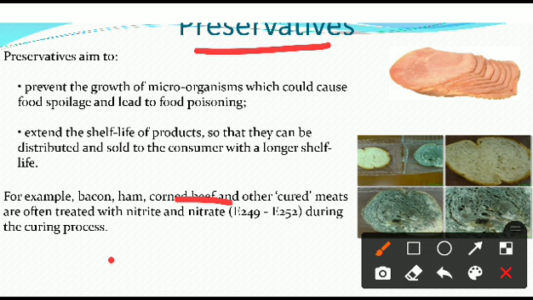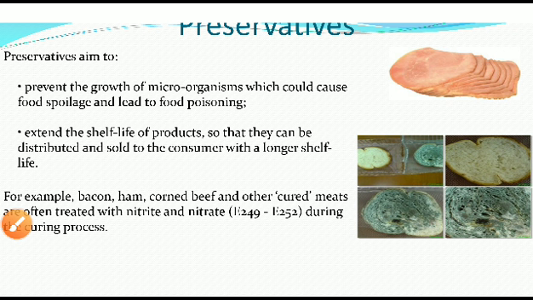Meat is often treated with nitrite or nitrate, which have the E numbers E249 to E252, during the curing process. If we don't add the preservative, then our food looks like this. Here there is a fungus on the bread. Due to the fungus, our food deteriorates or spoils, and to stop this spoilage or to increase the shelf life of the product, we add the preservative.